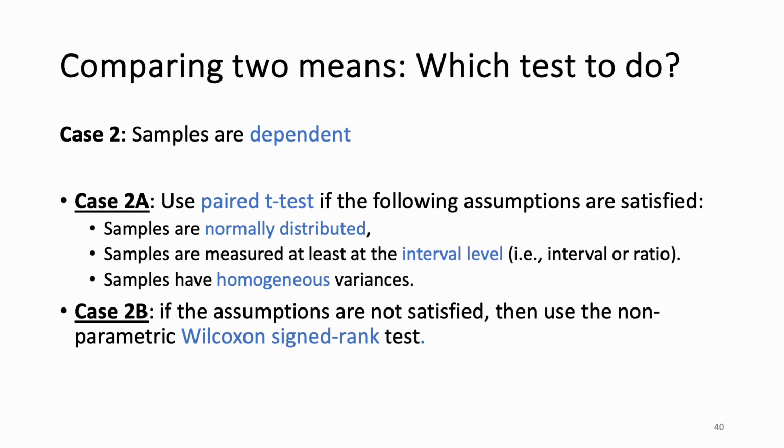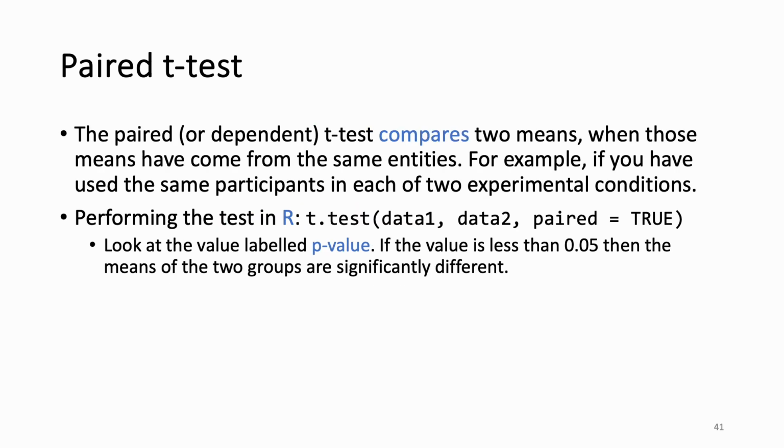If these assumptions are not satisfied, then we conduct the non-parametric test, which is the Wilcoxon signed rank test. The paired t-test, or the dependent t-test, compares two means, but these means come from the same entities. So there is a relation or connection between the measures that we get from the experimental conditions.